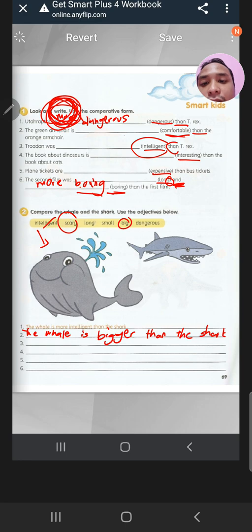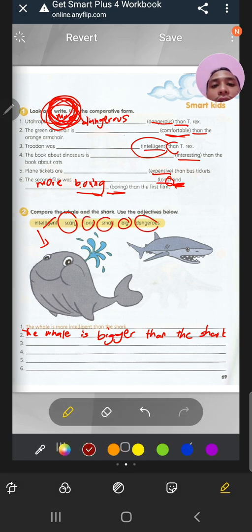So padam. Scary, long, small, dangerous. Do it. Finish the work until number 6. Okay, that is all. Good luck.